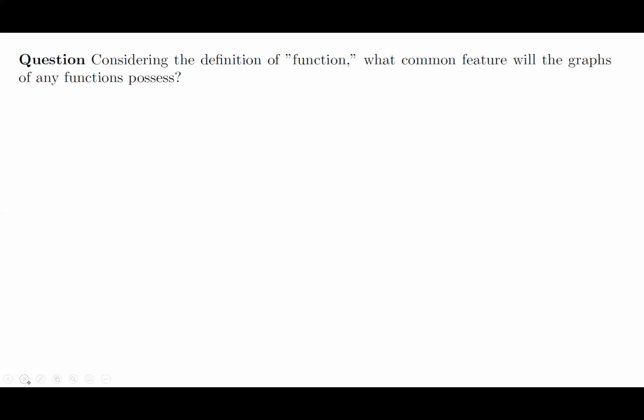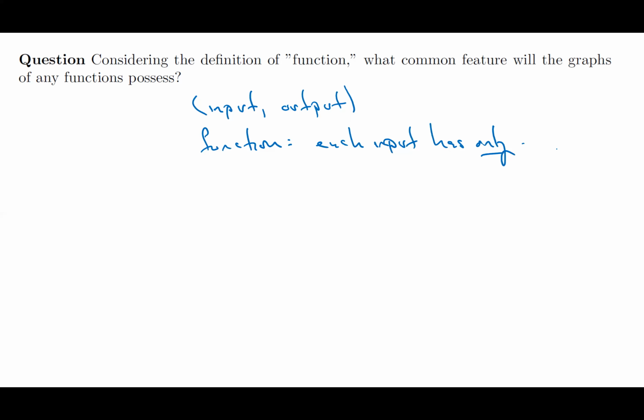So finally, we hinted at this already, but when we think about a definition, considering the definition of function, what common feature will the graphs of any functions possess? Keep in mind that the ordered pairs are going to have the format input, comma, output. And for a function, we have that each input has only one output, okay?